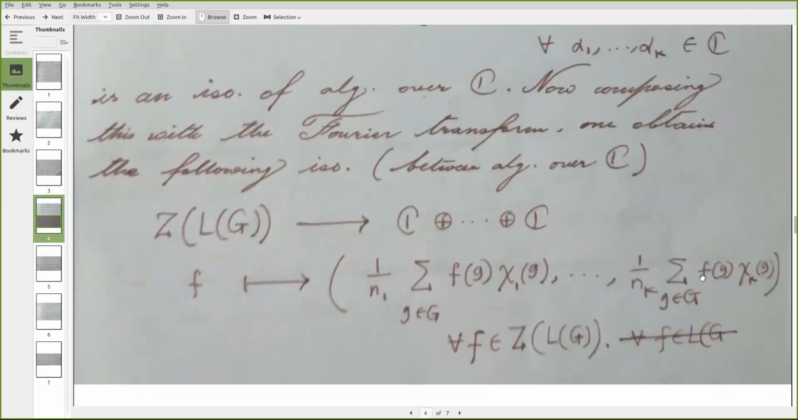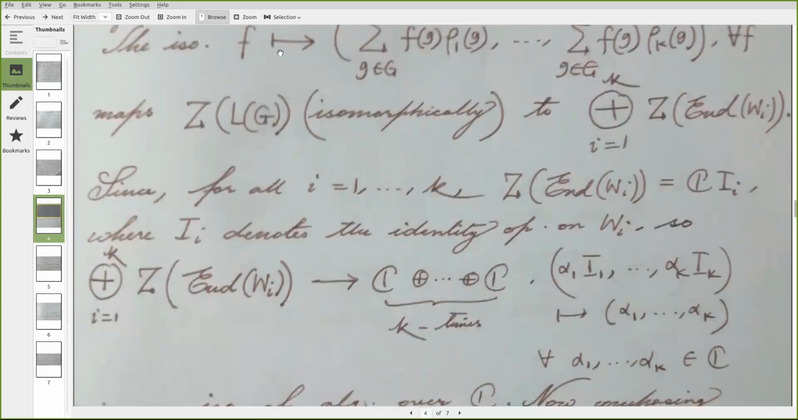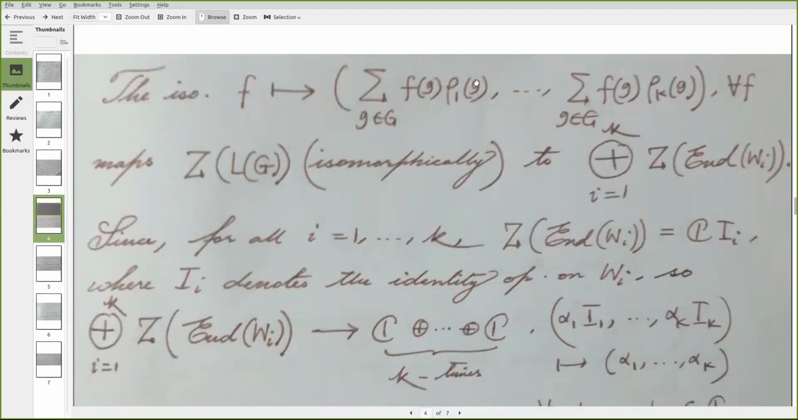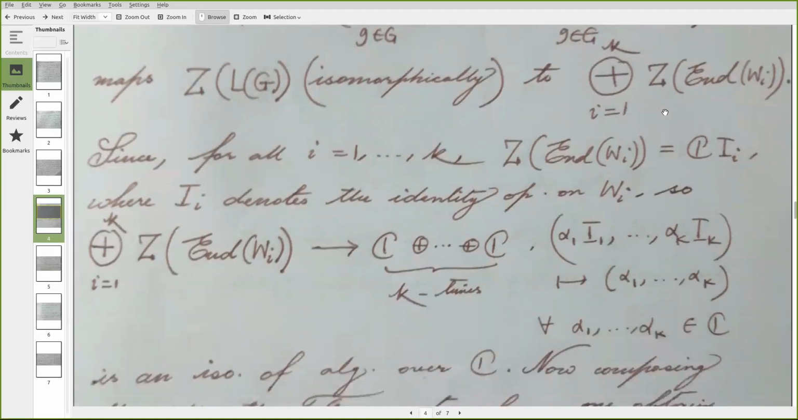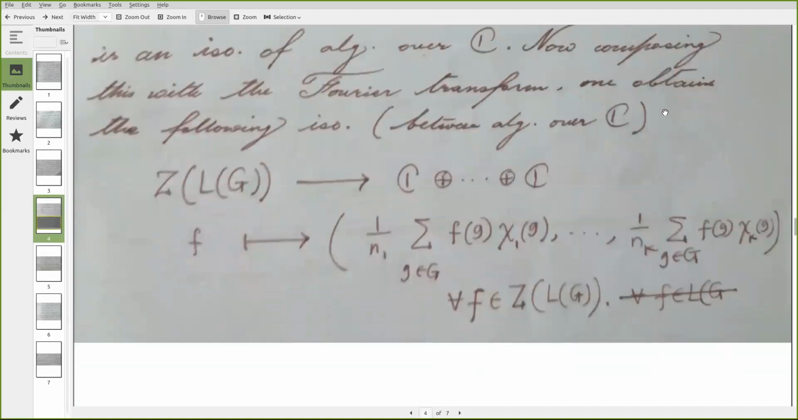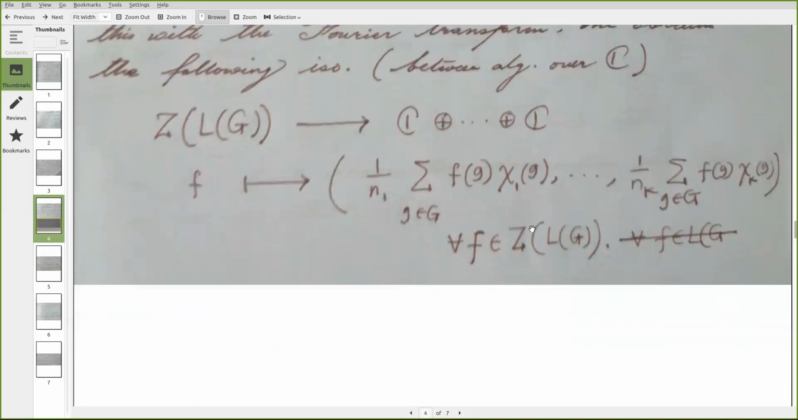Similar thing is also happening here. For each f in Z(L(G)), whatever we are going to have here must be scalar multiples. Each term must be the scalar multiple of the respective identity operator. So we then just find out the scalar and map this tuple to the corresponding tuple of the scalars. And since this is the composition of isomorphisms, this has to be an isomorphism. Okay, now it is clear.